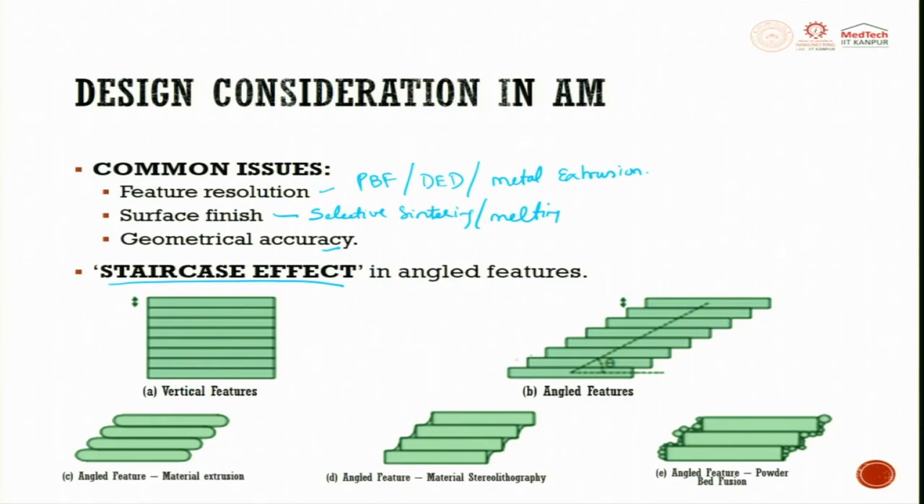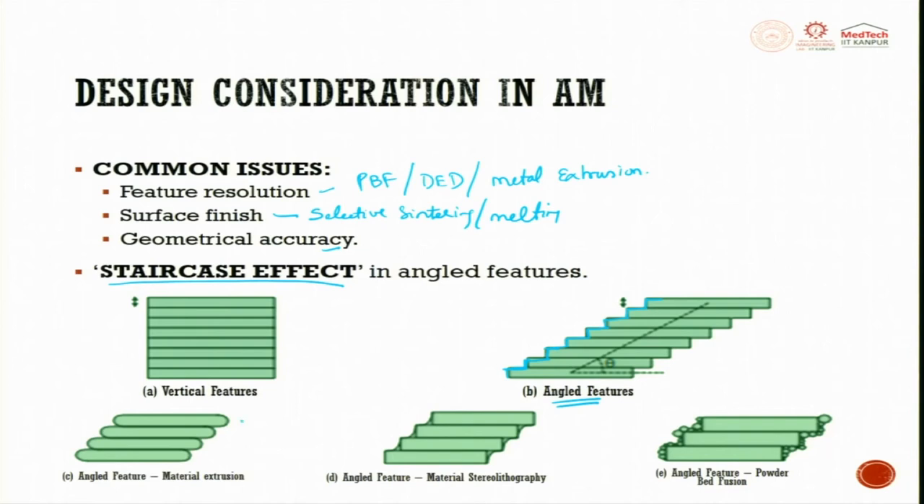So same thing. Now if you see, this is called the staircase effect. What you wanted was a curved surface, but what got generated is a staircase effect. This is for an angled feature. If you want a vertical feature, it is very easy. When you have a feature slightly at an angle, then you get this staircase effect.